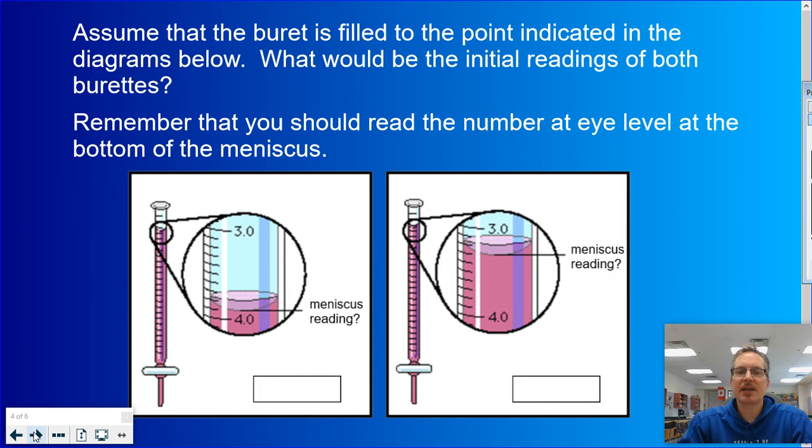Well, what I would like to do is let's practice by reading a burette. So I have two examples here. I have an example on the left of a burette, and I have an example on the right of a burette. What I would like us to do is, can we figure out how to read the burette and determine what the value is at the bottom of the meniscus?